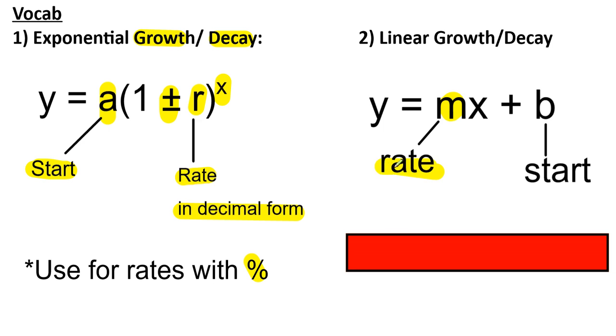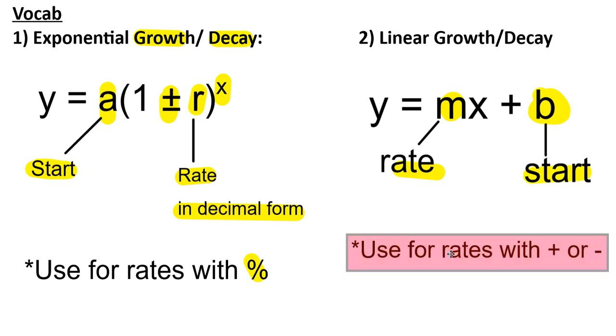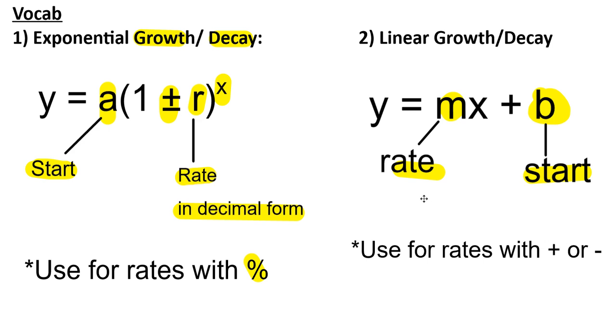m is our rate. So if it's growth, we add it. If it's decay, we subtract it. And then, of course, b is our starting value or our y-intercept. This is only used when you are adding or subtracting by a value, like it increases by 2,000 or decreases by 5. That is linear. If it has a percentage, exponential.